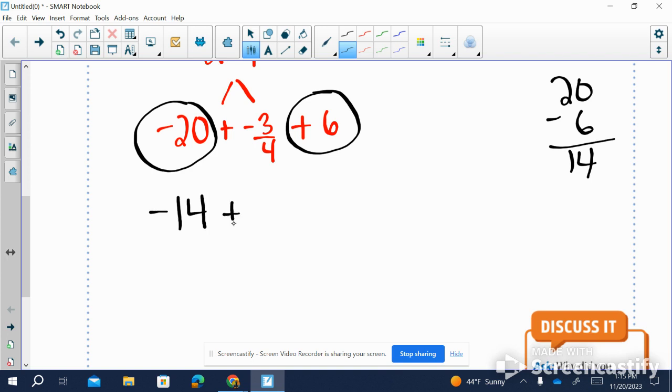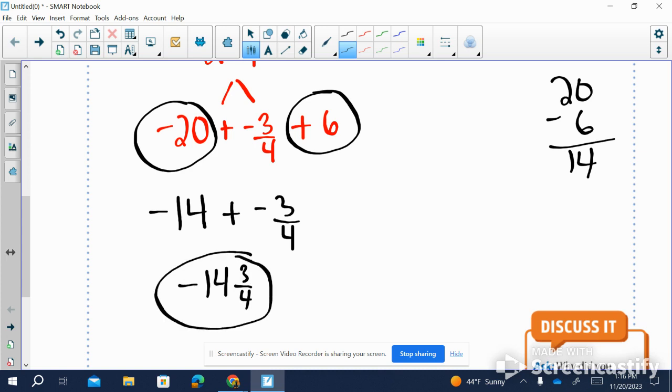I'm going to bring down my -3/4 as well. So this makes it a little bit easier. Now I have two numbers and they're both the same signs. So they're both negative. So I can use my addition rules for when I have the same signs, and that's just add them together and keep the sign. Well, 14 and 3/4 is 14 and 3/4. And because both of them were negative, our overall answer is negative.